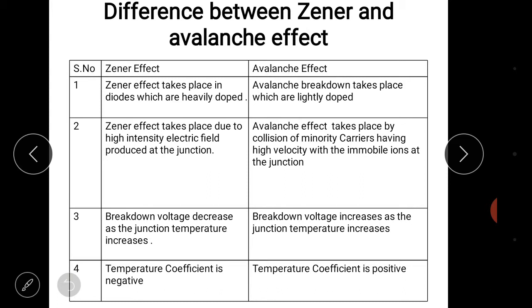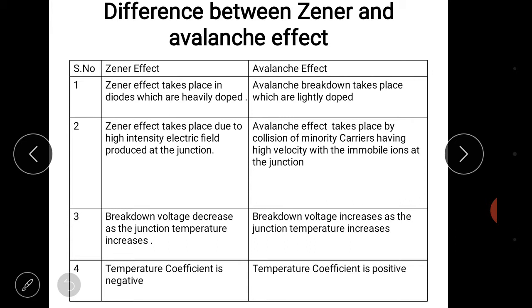First point is that the Zener effect takes place in diodes which are heavily doped, and the avalanche effect takes place in diodes which are lightly doped. The Zener effect takes place due to the high intensity electric field produced at the junction. The avalanche effect takes place by collision of minority carriers having high velocity with immobile ions at the junction.